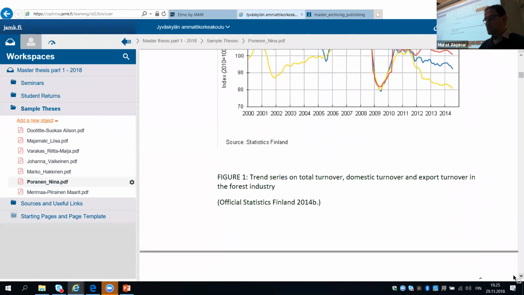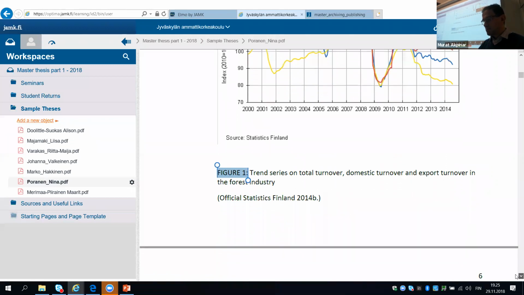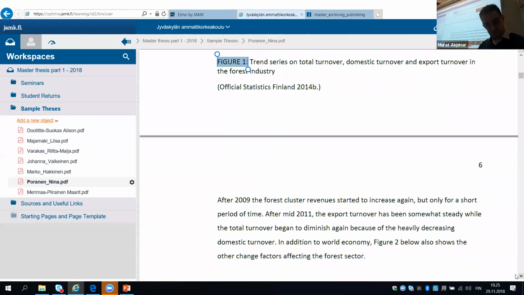Check the AMP reporting instructions. Is it this way that you write figure 1? Some minor things that we need to be careful about.